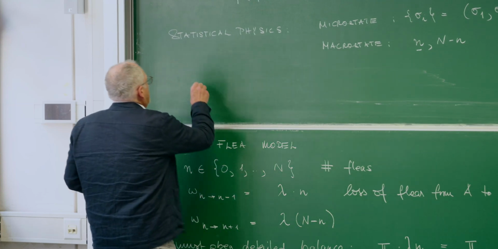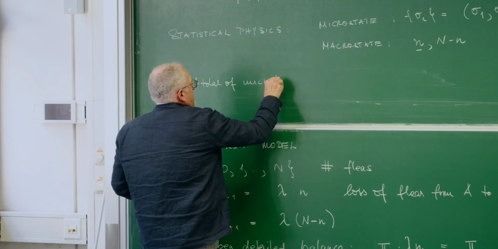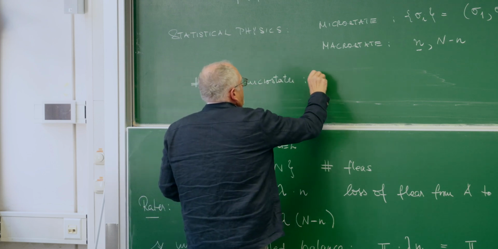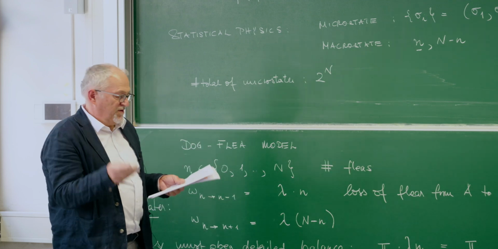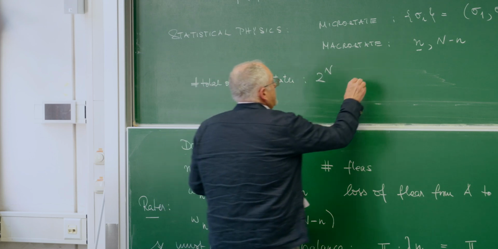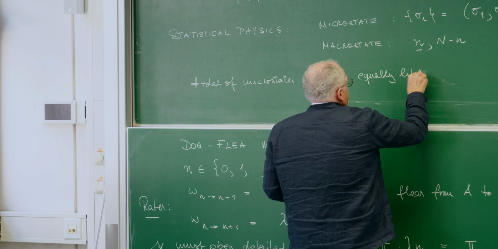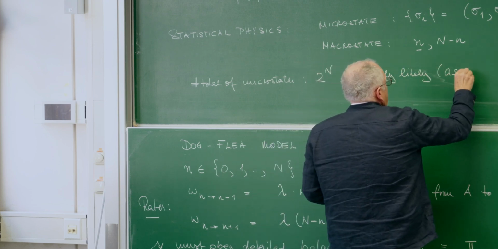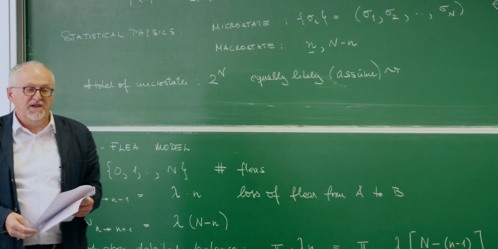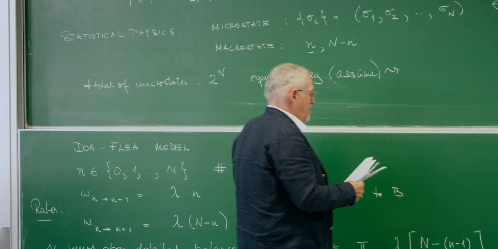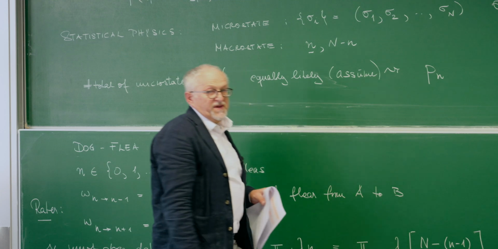In total, the total number of microstates, like a spin chain, right? This is 2 to the n. Each one can be on A or B, up or down, left or right box. And then you say, let's assume that they're all equally likely. That's an assumption now. And from that equal likelihood of the microstates, let's calculate the probability of having n of the fleas on one of the dogs.